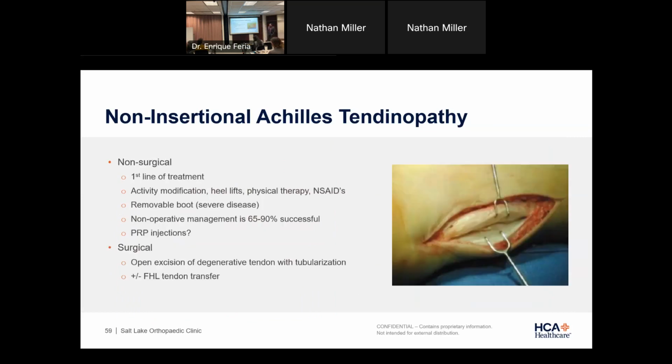Again, non-surgical treatment is very similar to the insertional variety. In terms of surgery, it's reserved for those who don't respond to physical therapy. And generally, again, you're going in, cleaning out all the degenerative tendon and repairing what's left.